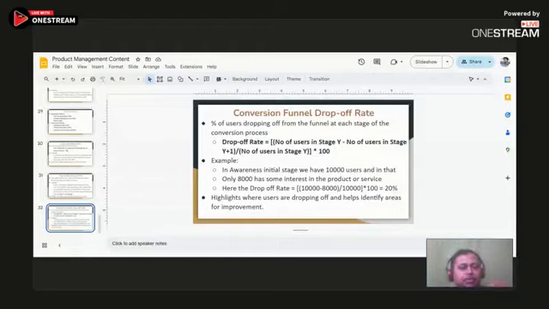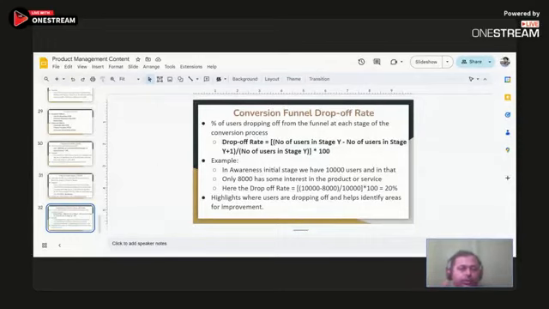So the drop off rate formula is the number of users in stage y minus the number of users in stage y plus 1, that is the next stage, divided by the users in stage y, which is the previous stage. Multiply by 100 and you get the drop off rate. That's the percentage value which you get.